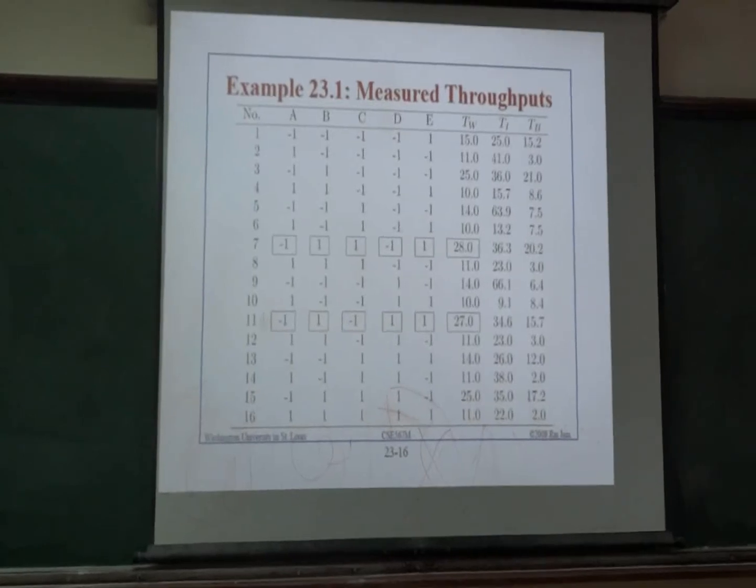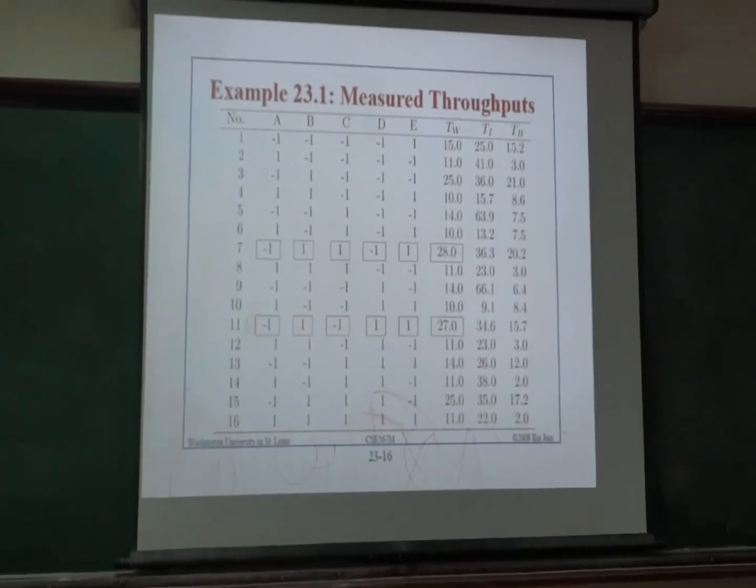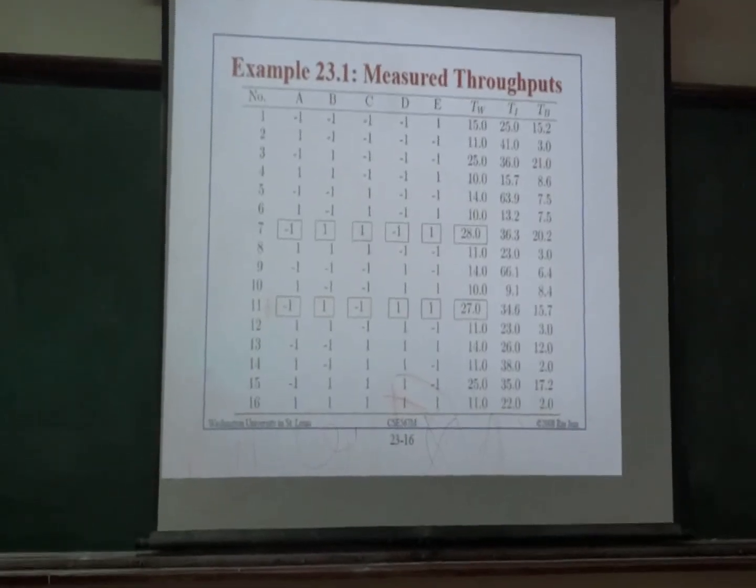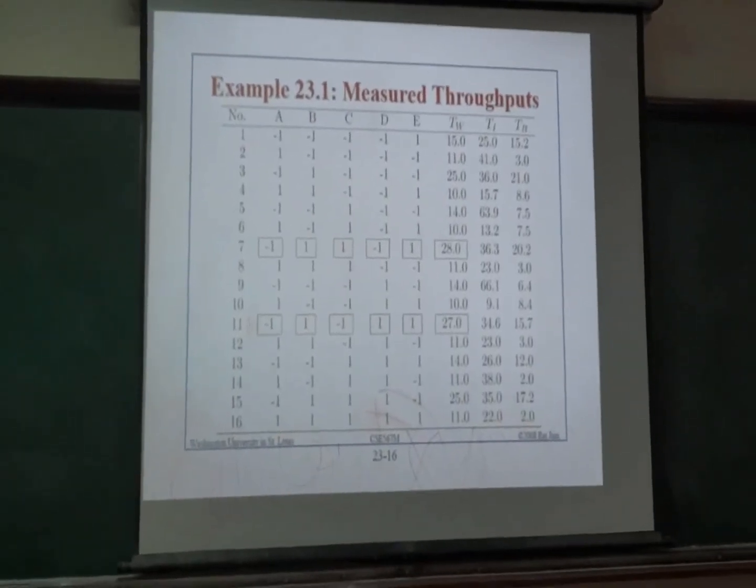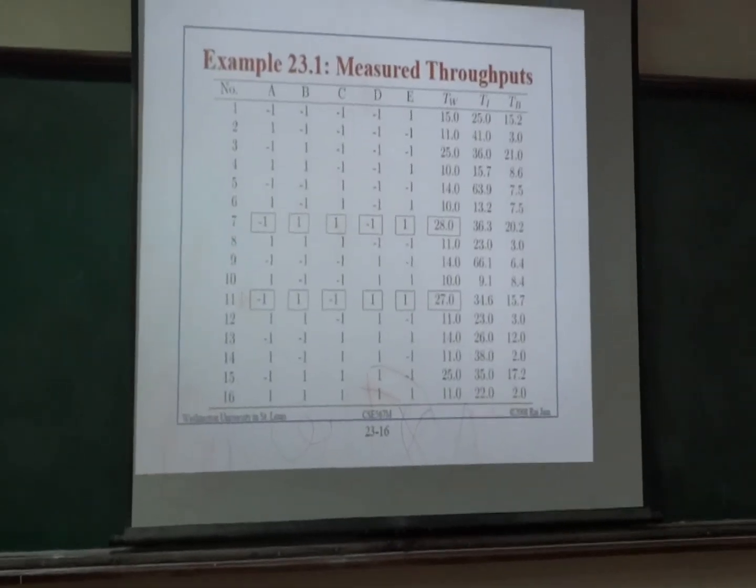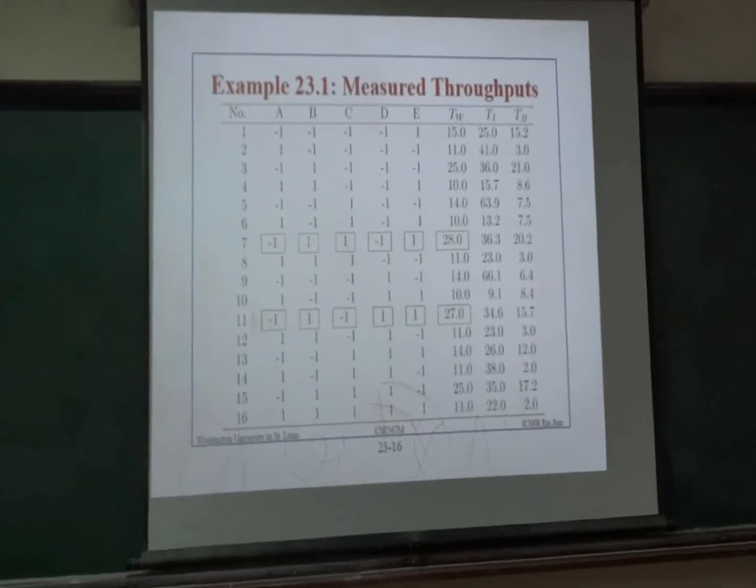labeled TW. The maximum throughput is 28. The factor levels corresponding to this throughput have been circled in the table. The next highest throughput in the column is 27. The levels are circled in that row as well.